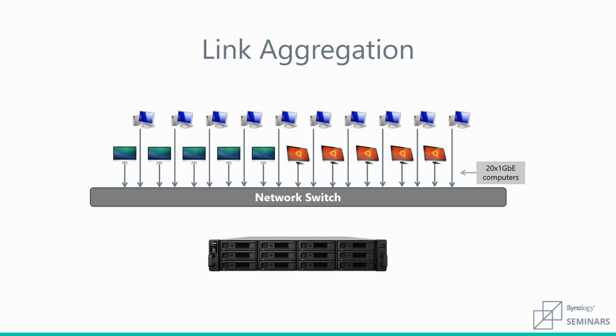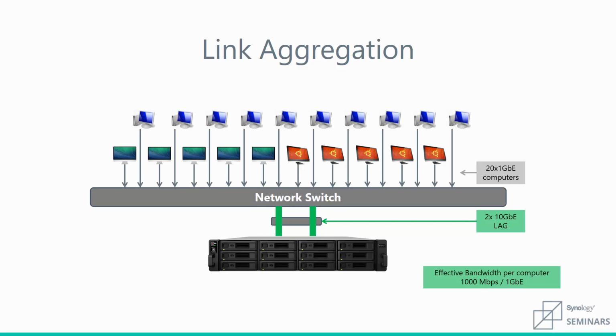So we have the same 20 computers, each with that 1 gig link, and we still have the same network switch. But what if we implemented 10 gig as well as link aggregation? As you can see, we had two 10 gig ports and have link aggregated those together. And this gives each of the computers an effective bandwidth of about 1,000 megabits per second, or that full 1 gig that you're looking for. So as you can see, link aggregation can drastically increase the network throughput of your unit for very little overhead.